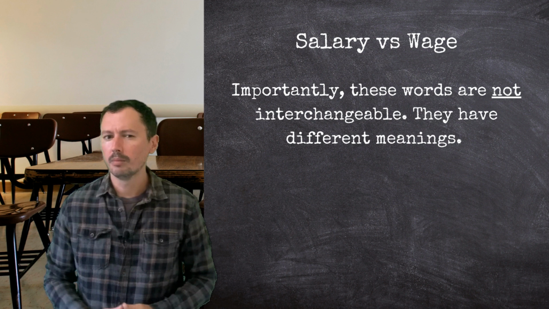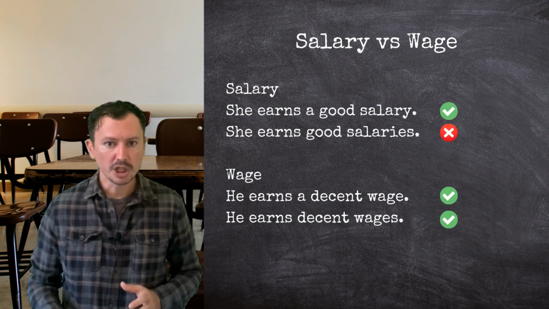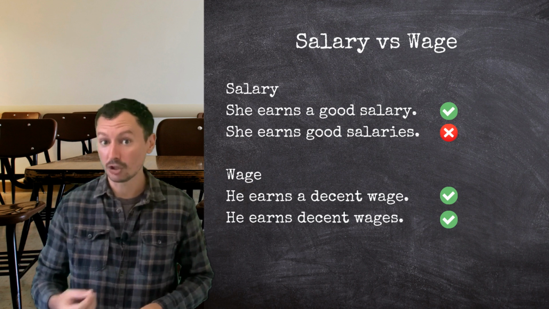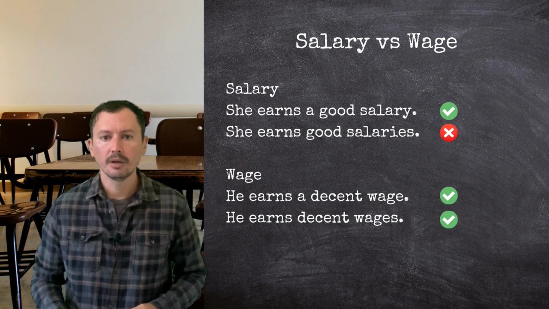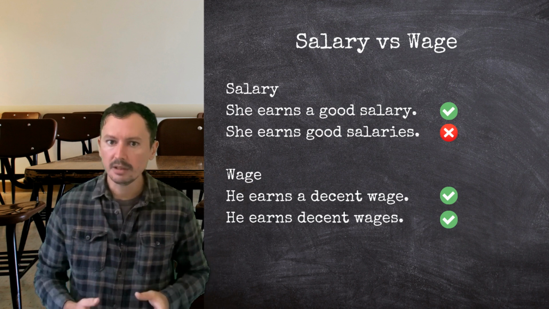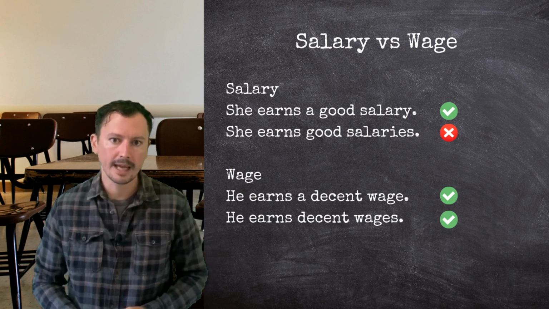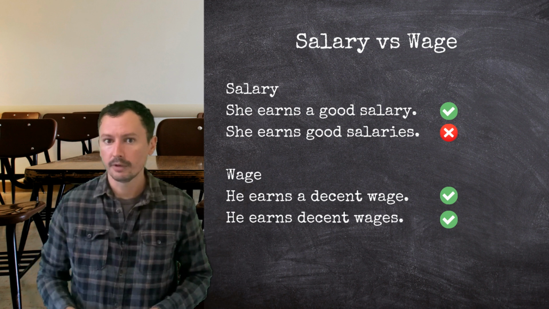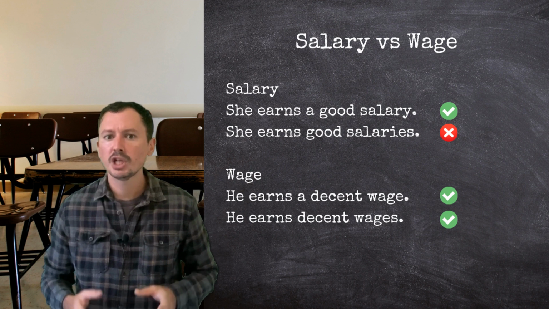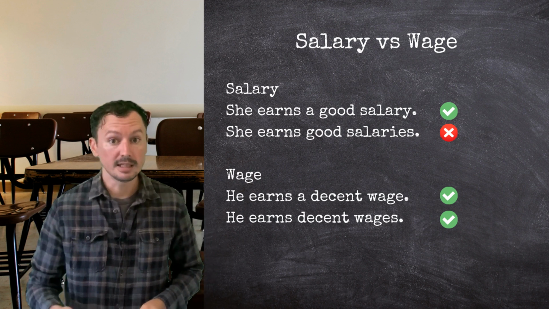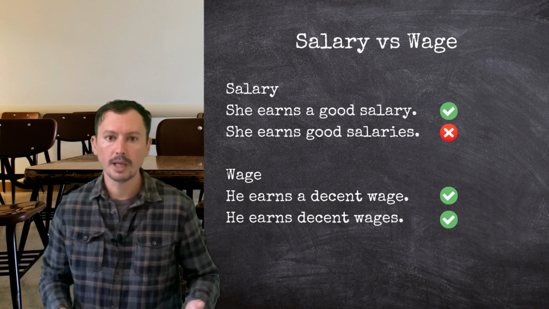However, there's another problem here. Whilst we say wages in the plural form, we do not talk about one person as having salaries. Certainly, we can talk about the employees of a company earning different salaries, but this clearly means that each person has one salary. We cannot say she earns good salaries, for example. We instead say she earns a good salary. However, we could say he earns a decent wage or he earns decent wages.